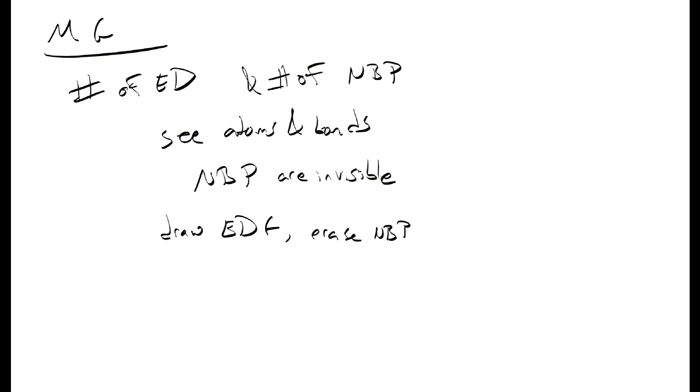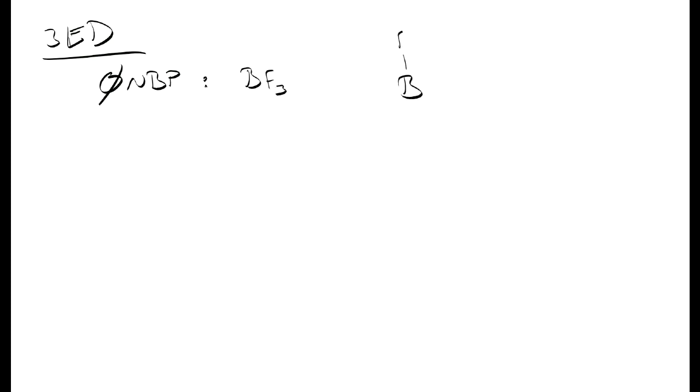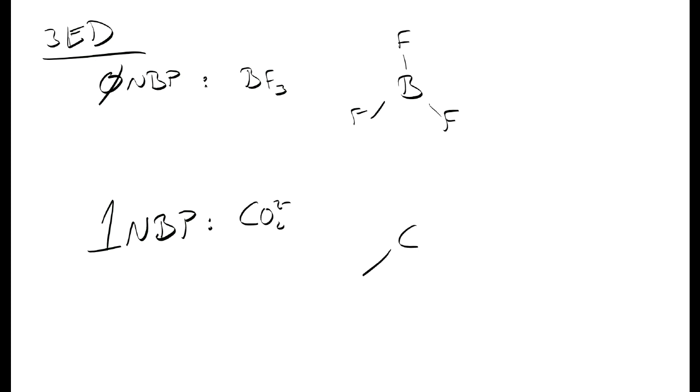For example, let's look at 3 electron domains with 0 non-bonding pairs. That would be something like boron trifluoride. Boron, fluorine, fluorine, fluorine. But you can also have a molecule with 1 non-bonding pair. So, for example, carbonate, CO3 2 minus. Carbon, oxygen, oxygen, non-bonding pair.